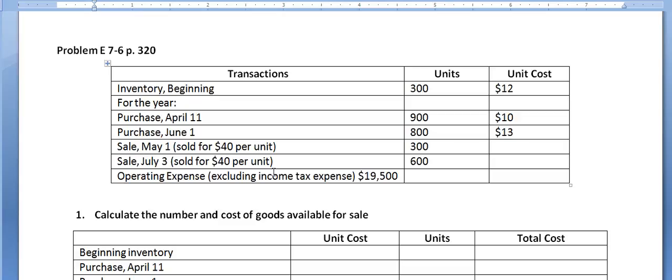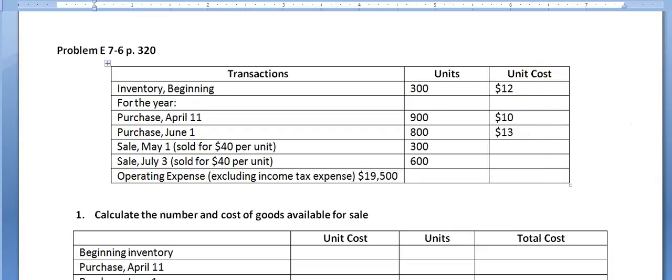The methods used in this problem are the 3 cost flow methods, FIFO, LIFO, and weighted average. Regardless of the methods used, the first step of determining the cost of goods sold and ending inventory for any problem would be to make a chart to calculate the number and cost of goods that are available for sale. Problem information is up here in the chart above.